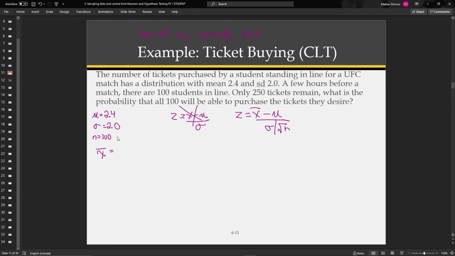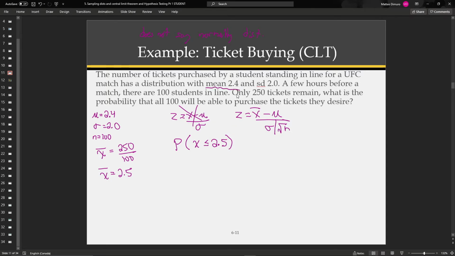And how would we find it? Well, there's 250 tickets left and there's 100 people in the line. So on average, we can get 2.5 tickets per person. That's what there would be on average if everybody got the same. Okay, so now, will everybody be able to purchase the tickets they desire? Well, that would be asking for the probability that x bar is less than or equal to, what was our mean? 2.5. Right? On average, everybody would have to purchase less than that for everybody to get the tickets they desire.